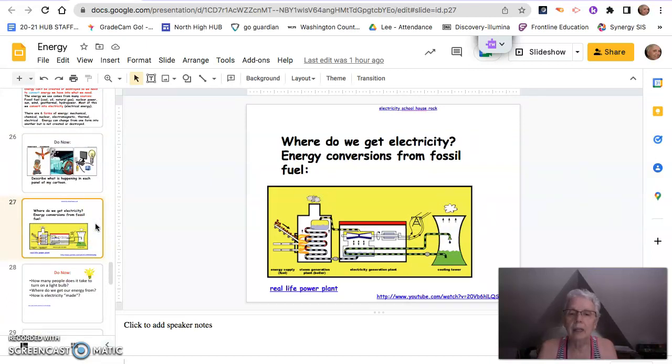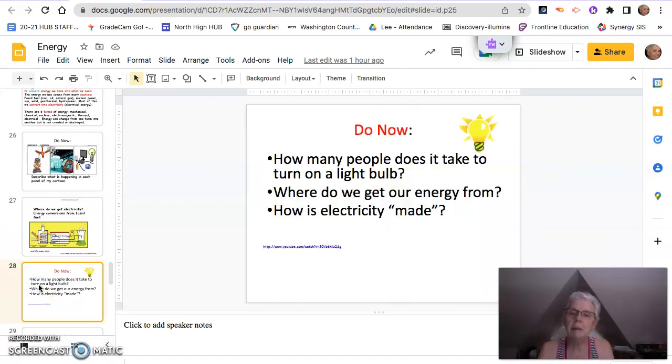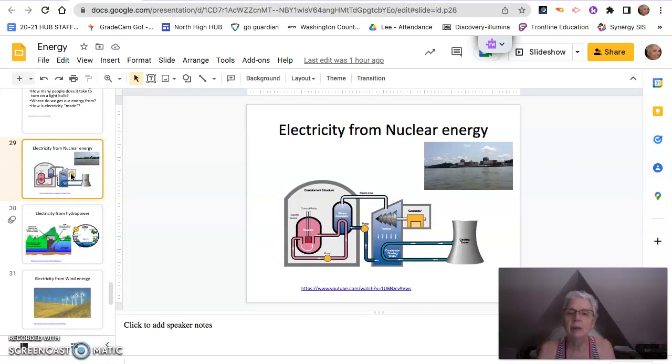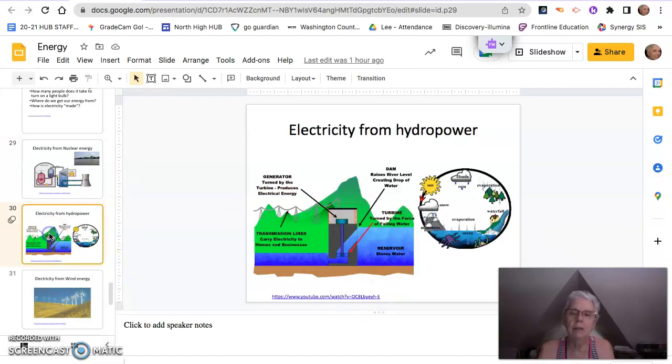Where do we get electricity from? I want you to look at this real life power plant and then look at the YouTube video. How many people does it take to turn on a light bulb? Where do we get electrical energy from, and how is electricity made? Again, another video you need to watch. Then we go electricity from nuclear energy, and here is a video on how that happens.